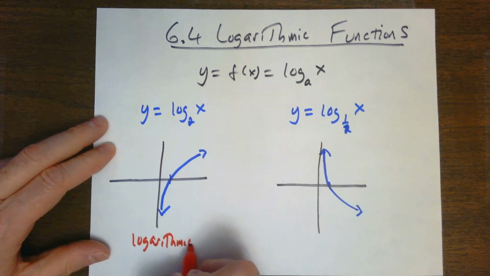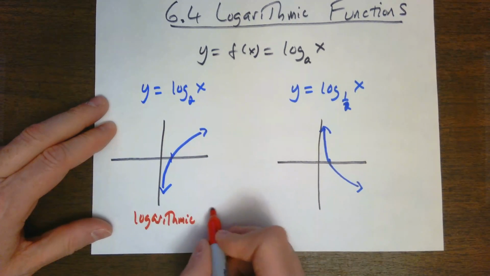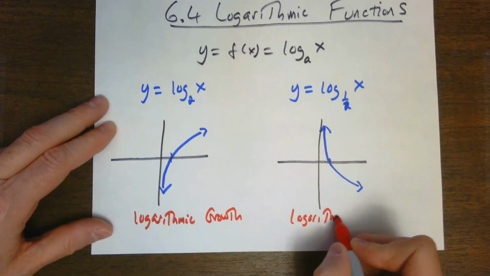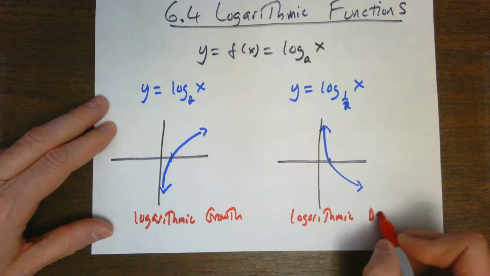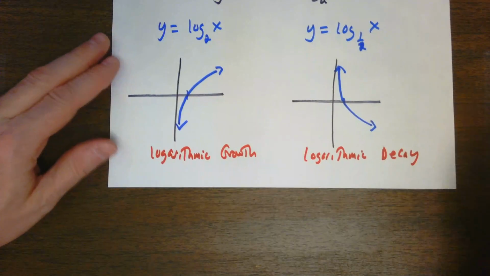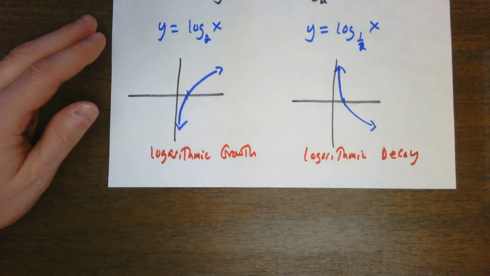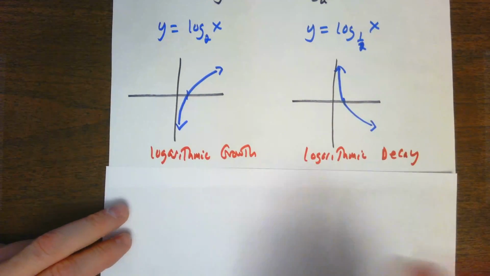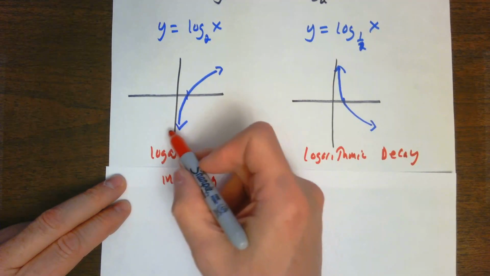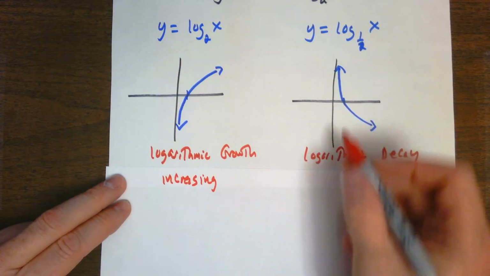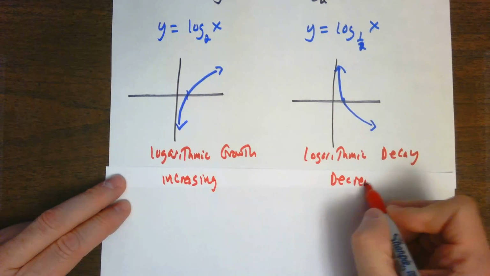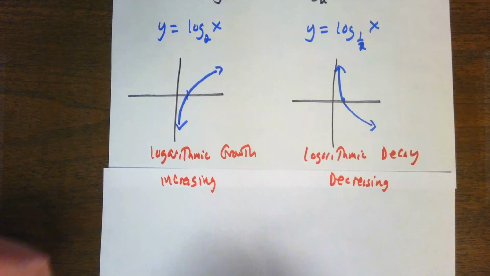So here we have logarithmic growth, logarithmic decay. Notice on the logarithmic growth, the function is increasing everywhere. Getting bigger and bigger and bigger through its entire domain. Logarithmic decay, notice that the function is decreasing everywhere.